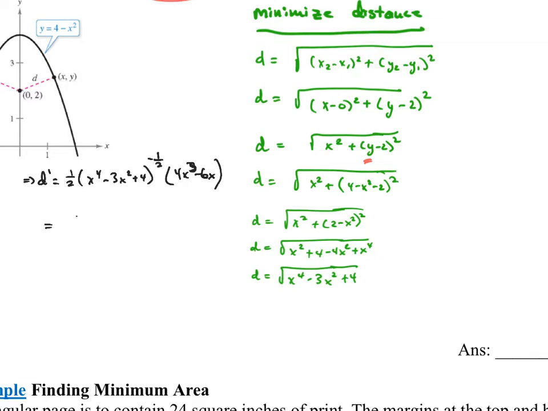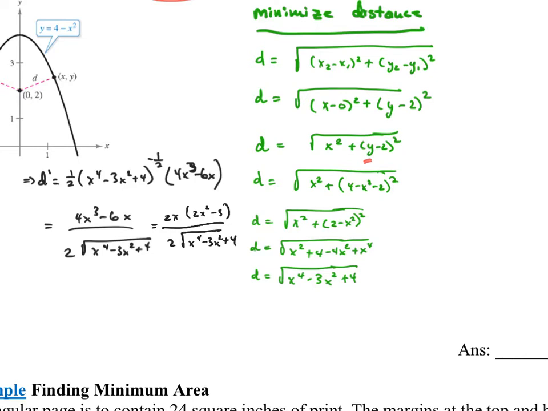Let's put this all together. On top, I would have a 4x cubed minus 6x. On bottom, I'd have 2, and then I'd still have a square root of x to the 4th minus 3x squared plus 4. I do notice that I can factor out a 2 in the numerator, so if I factor out a 2x, I'd have 2x squared minus 3 on top, and on bottom, I have 2 times the square root of x to the 4th minus 3x squared plus 4. I notice that my 2's simplify, so the simplest form of the derivative in factored form is x times 2x squared minus 3 all over the square root of x to the fourth minus 3x squared plus 4.